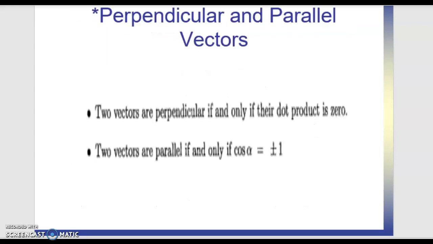A couple of facts to know about perpendicular and parallel vectors. Two vectors are perpendicular if their dot product equals 0. And two vectors are parallel if the cosine of alpha, or the cosine of the angle, equals +1 or -1.